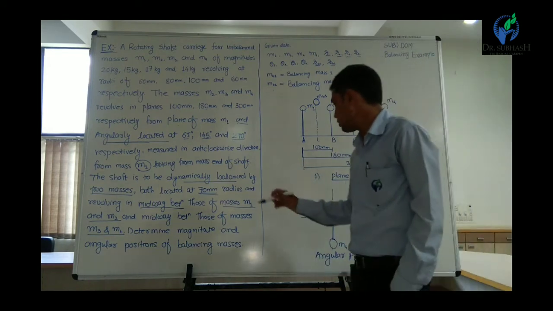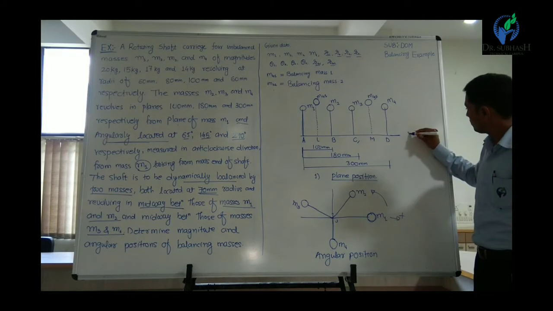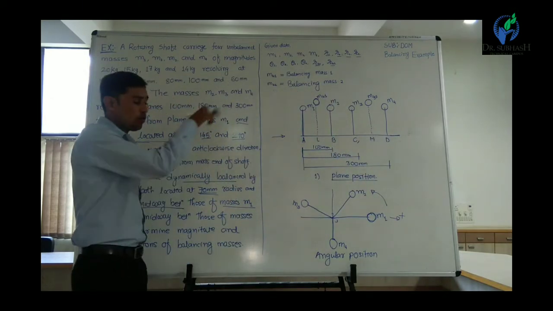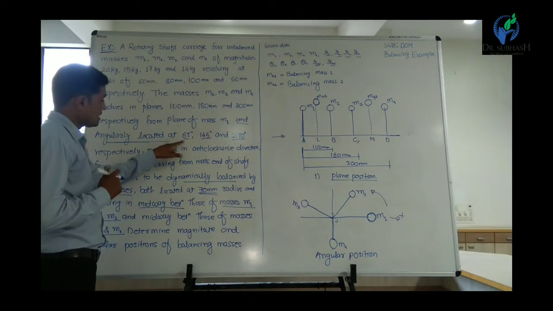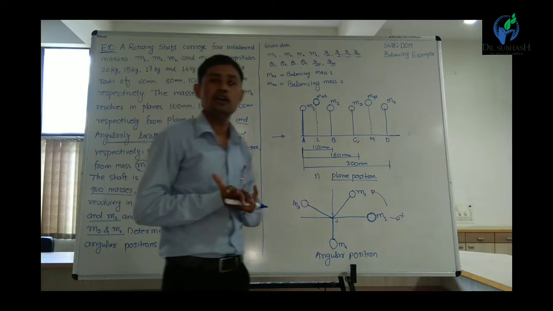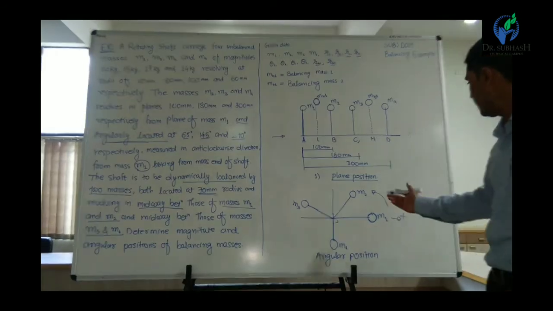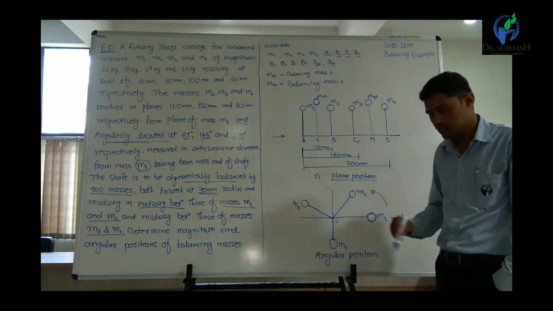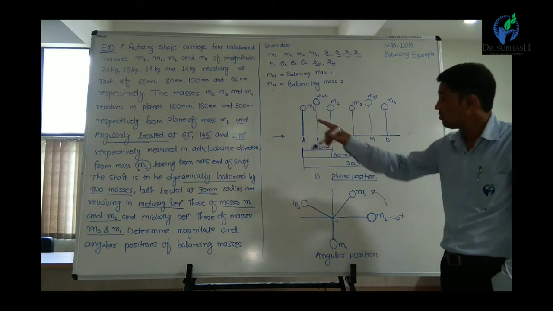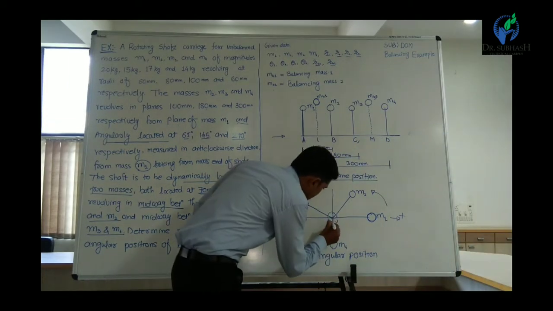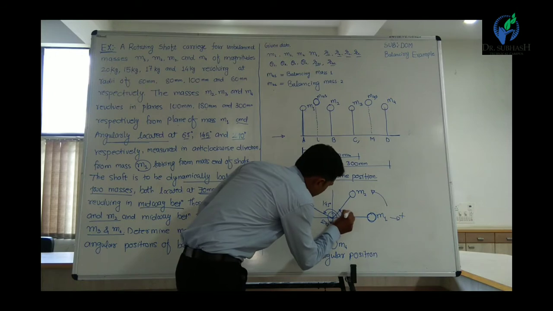If we see from this end, from mass A, then in anti-clockwise direction the angular positions are given: 65 degree, 145 degree and 270 degree respectively, measured in anti-clockwise direction from the mass M1. So from the mass M1, we put M2 mass at 65 degree. Similarly, from the mass M1, we put M3 mass at 145 degree. And similarly, we put M4 mass at 270 degree. So this is the angular position.